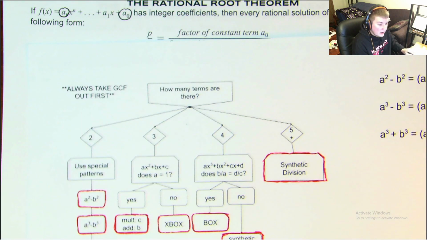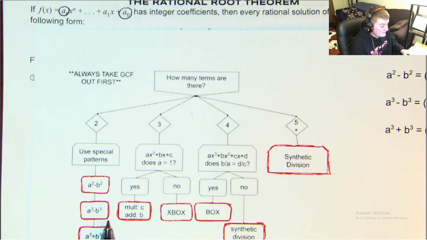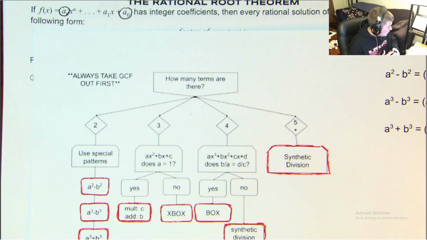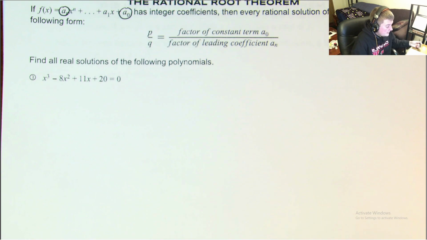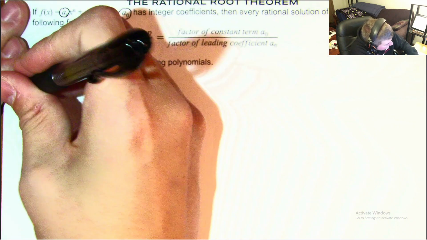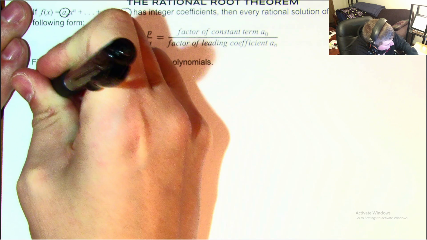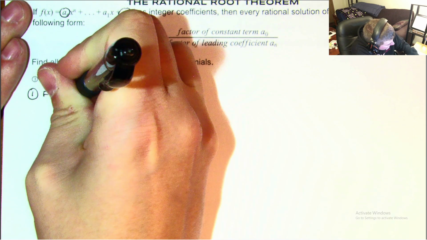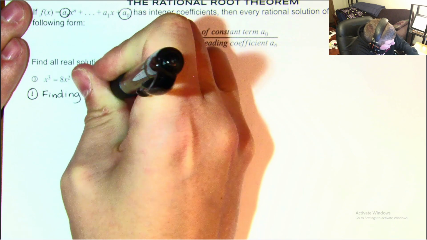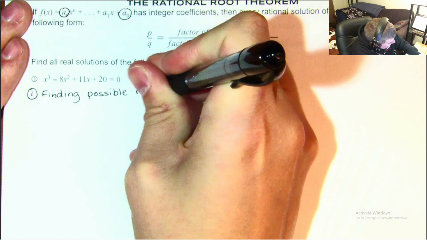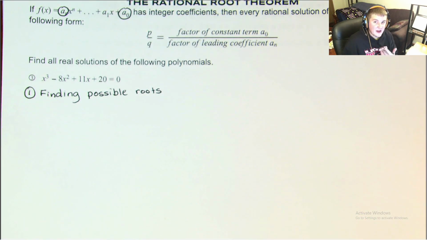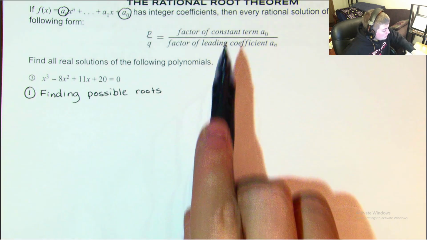Okay, so when all of these other previous methods that we spent 5.4 on are just not applicable, this is our last resort. So we can't use any other method. We need to start by finding possible roots. Okay, we need to find possible roots, and you're going to find those possible roots by using the rational root theorem.